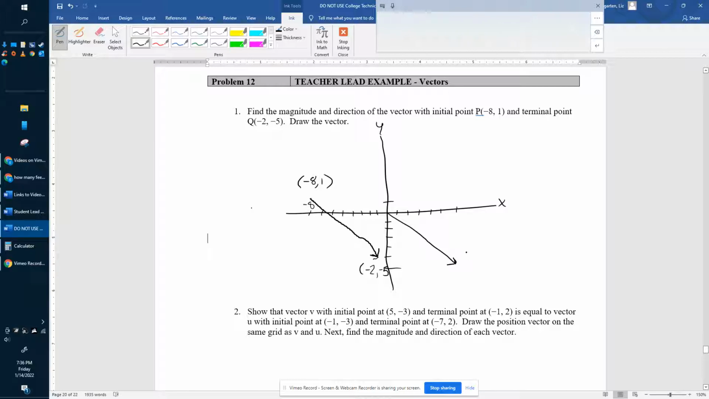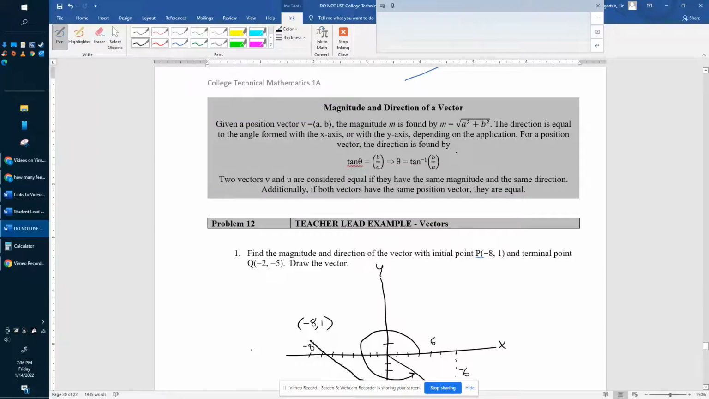So this is at <6, -6>. The angle is moving this direction. We always go counterclockwise. So how do we figure out this length? Well, we went over 6, we went down 6. So we have 6 and 6. We went down 6, we went to the right 6. So let's use what we have here.